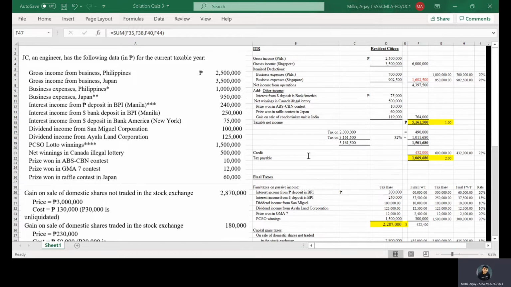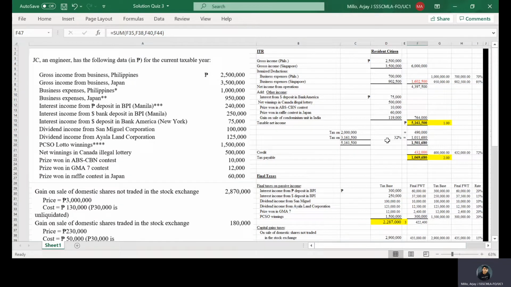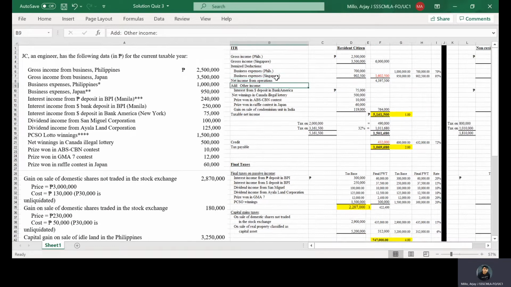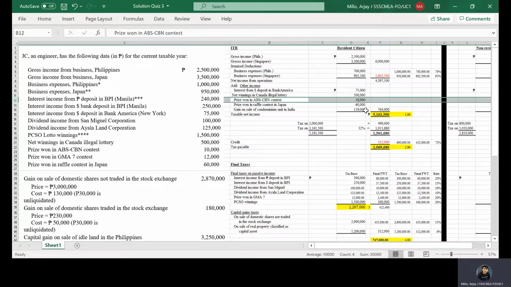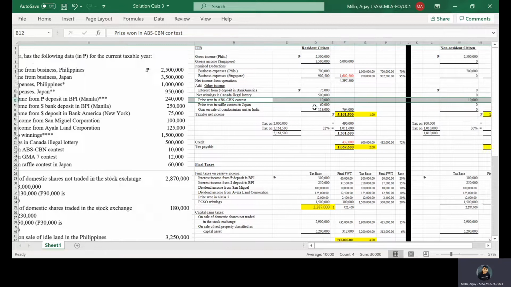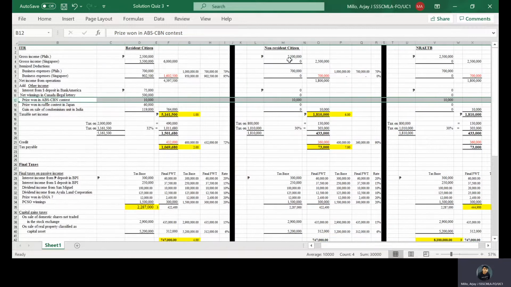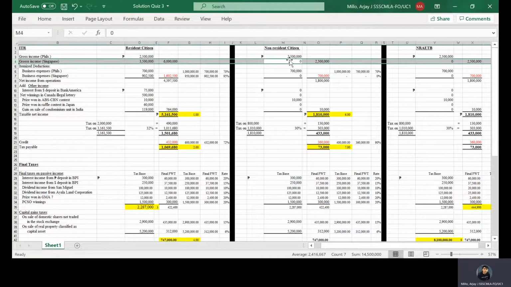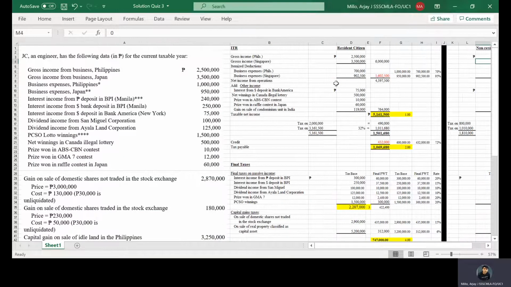Question number 6: what is the net taxable income if JC is a non-resident citizen? The major changes would be in the other income. Of all of these other income, the only one retained is the prize won in the ABS-CBN contest. And of course, in business from operations, we will no longer include his income from Japan.